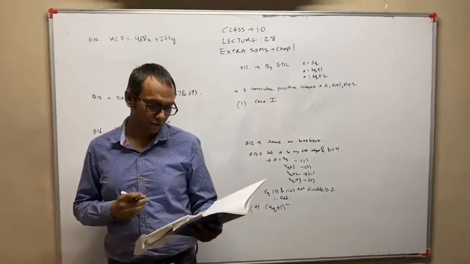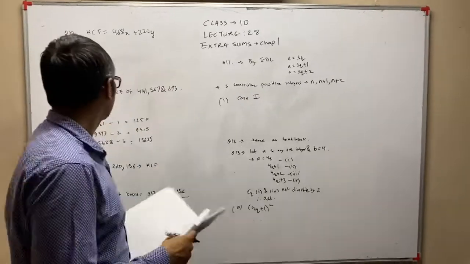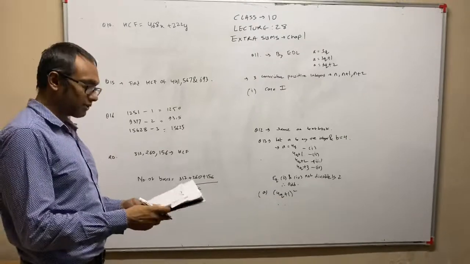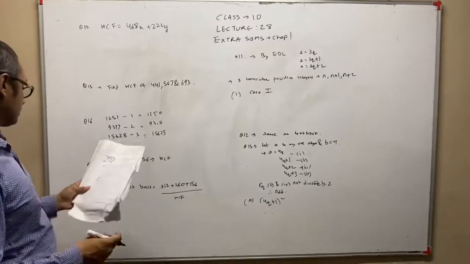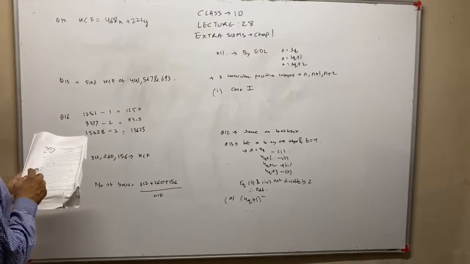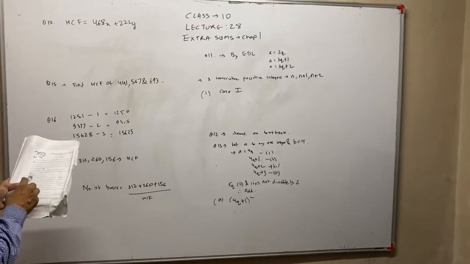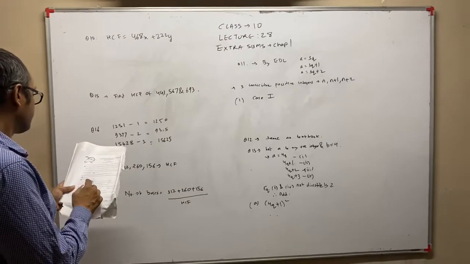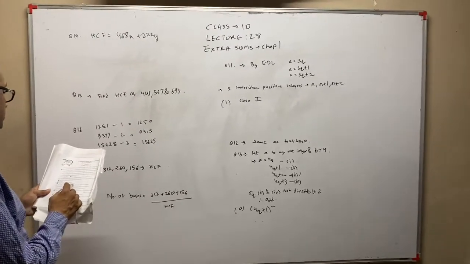Okay, children, continuing with the extra sums. Right now, we will first look at the sums in which solving is there. Okay. Question number 10. Express HCF of 468 and 222 as 468x plus 222y.